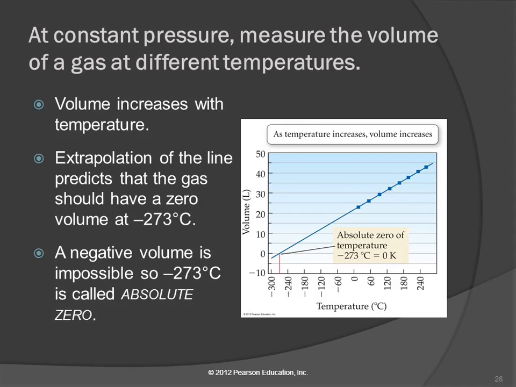So a negative volume is clearly impossible, and a zero volume is even kind of questionable. But if we extrapolate here, what they've done is they've taken this value of minus 273, and they call it absolute zero, because the theory is that you can't get colder than that. That is the coldest temperature that can be attained.